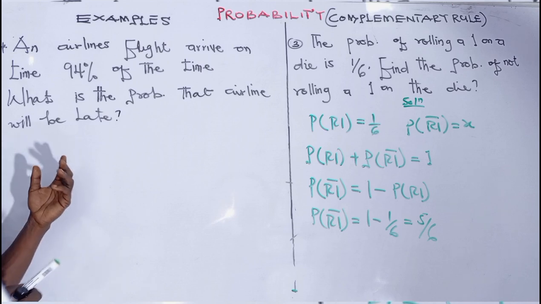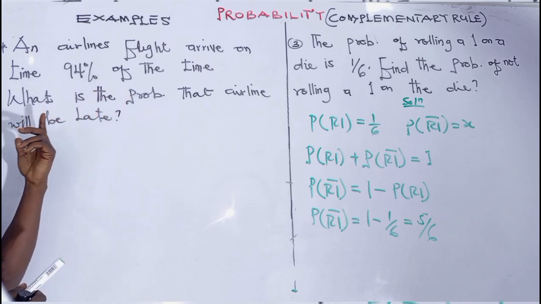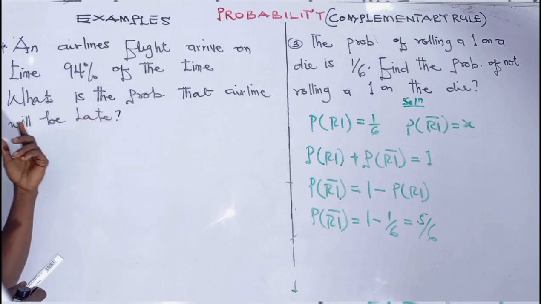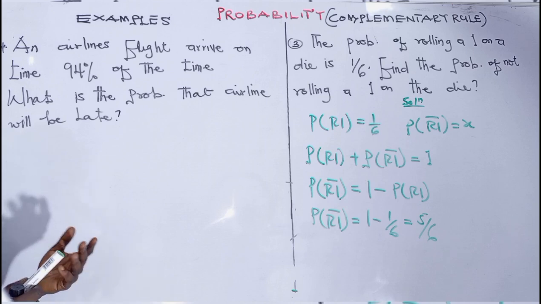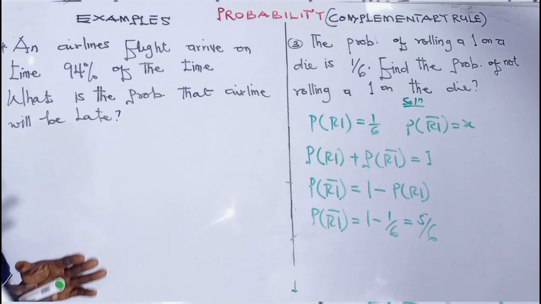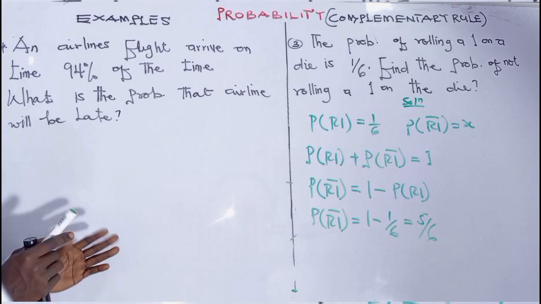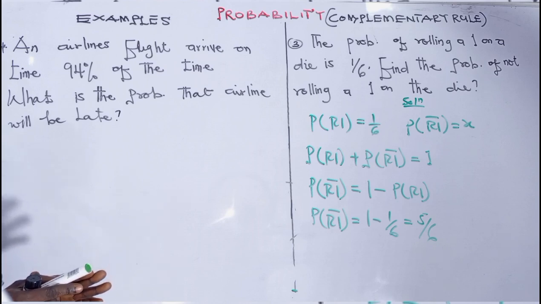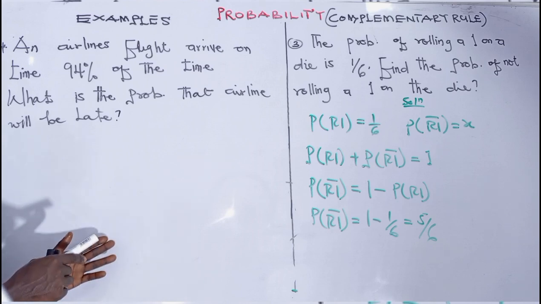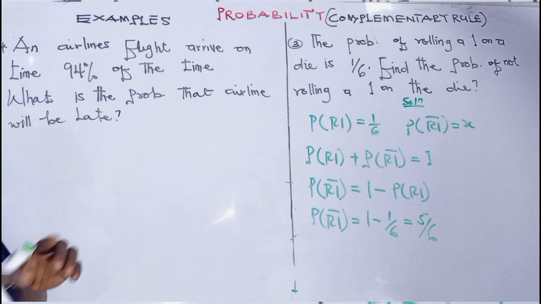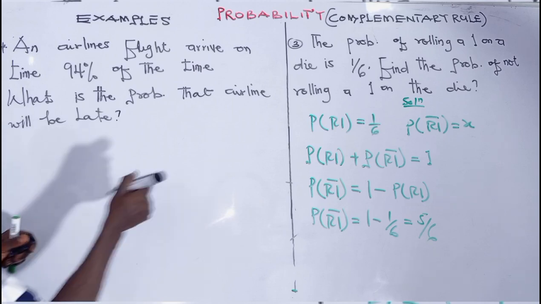So let's look at this example. An airline flight is on time 94% of the time. What is the probability that the airline will be late? So if you are not late, then you are on time or you are punctual. So if you are not punctual, then you are late. So we have late and punctual, on time and not on time. So we have our solution.